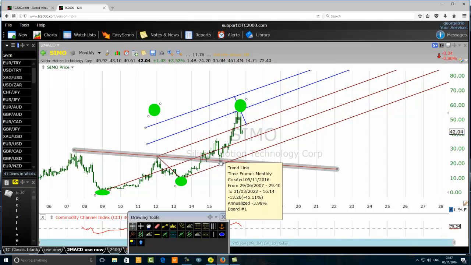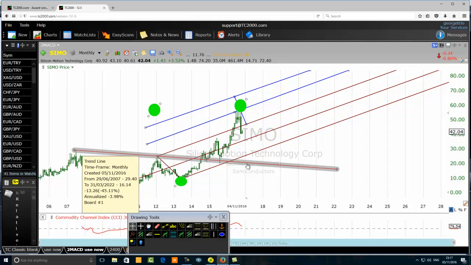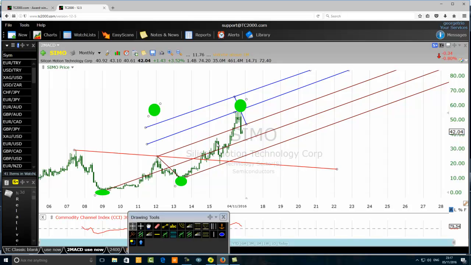All right. So when we are using a Pitchfork tool, one of the mistakes that traders are making when they draw the Pitchfork tool is that they don't want to combine the Pitchfork tool with a trend line. They don't want to combine the Pitchfork tool with Fibonacci, and they don't want to combine the Pitchfork tool with the Elliott wave. All right.